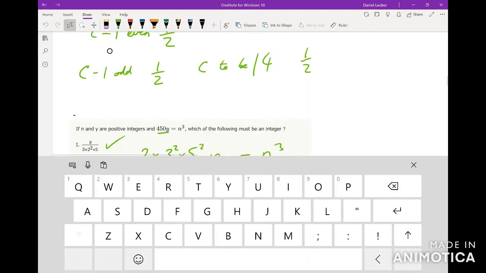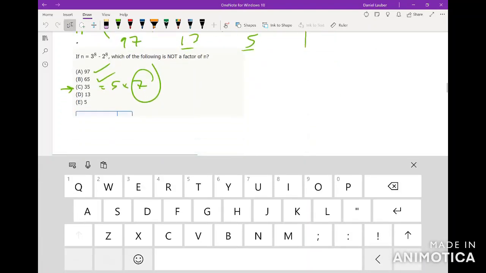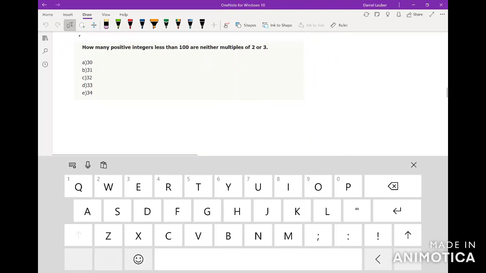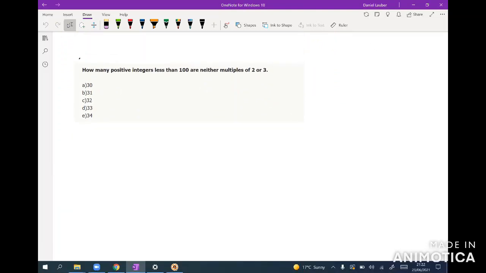Okay. How many positive integers less than 100 are neither multiples of 2 or 3? So, well, how many positive integers less than 100 are there? There are 99 positive integers less than 100. Is that right? Sounds right. Yeah. Okay, so we've got 99. And then we want to subtract off the multiples of 2 and the multiples of 3.